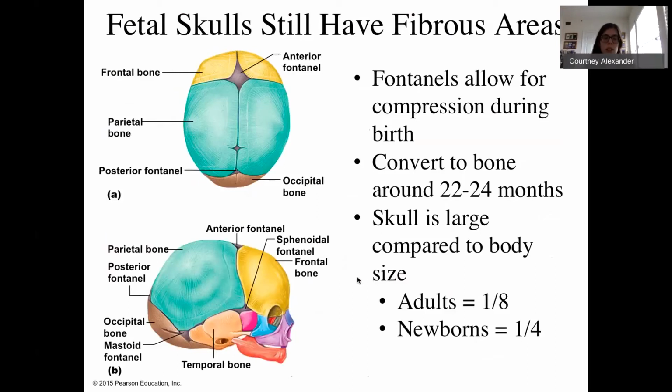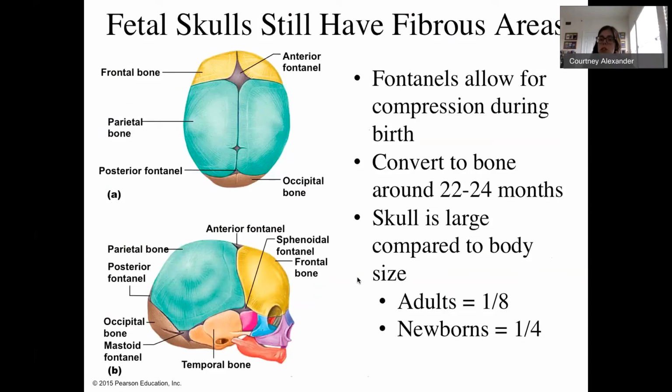Now, you've all seen those little babies who come out kind of with those cone heads, and they need the little helmet to wear when they're first growing up. And that's again because the bones in their skull are not fully formed. They're still soft, they're still movable, and they don't convert to bone fully until around 22 to 24 months.